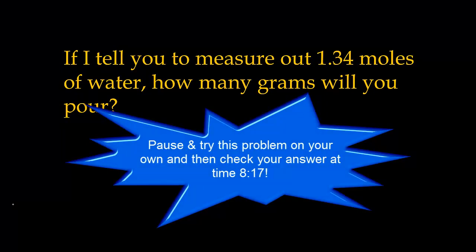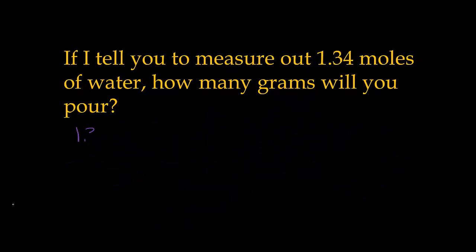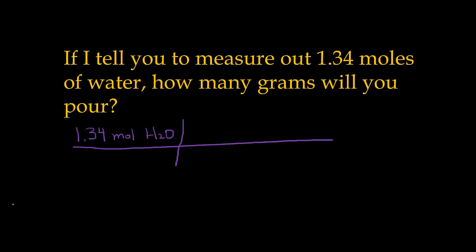So if I tell you to measure out 1.34 moles of water, how many grams will you pour? What we want to do here is start out with 1.34 moles of water. By the way, the abbreviation for mole is simply mol. It's not much of an abbreviation, you just take off the letter E. We want to end up with grams of water, so I'm going to put grams of water over here. Now I need to get rid of the moles of water, so I need to put that on the bottom.